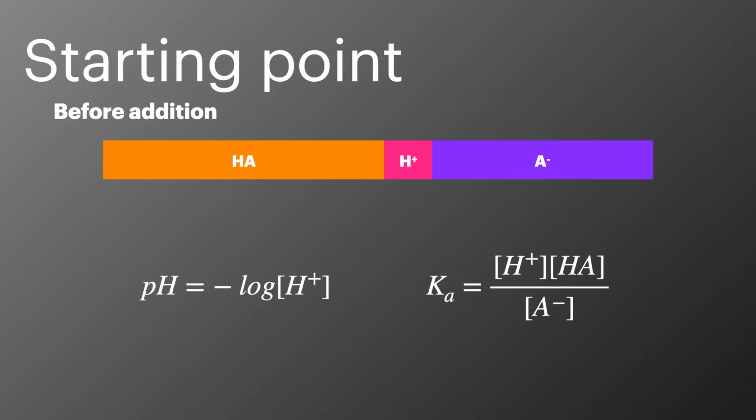Before we can calculate the change caused by the addition of an acid to a buffer, we need to know the concentrations present of each species at equilibrium. This is covered in my video on calculating the pH of a buffer, and there's a link to that at the top of the screen now. We'll use a combination of these two equations depending on the data given in the question.